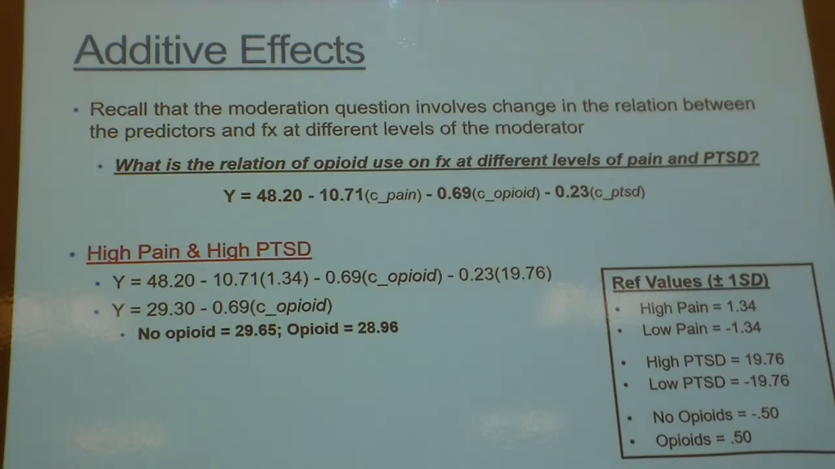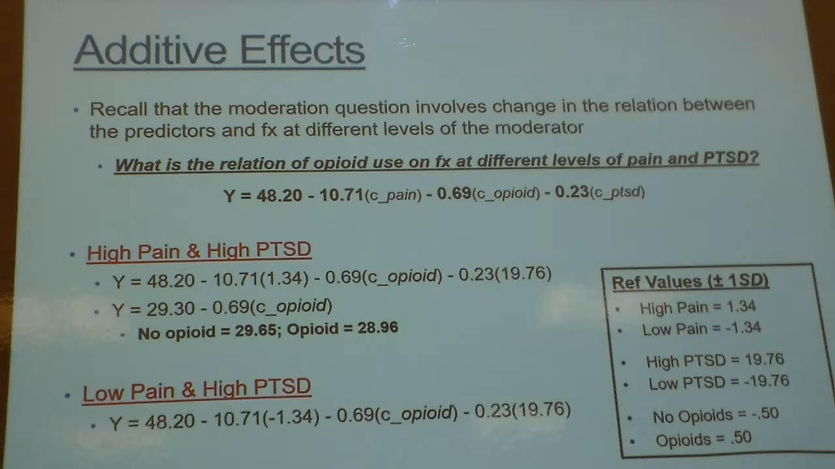Yeah, it is 0.69. That's a coefficient, right? So we get a 0.69 difference between people with and without it. So if we're looking at people with high pain and high PTSD, we get a 0.69 difference, right? What happens if we want to switch things up? What about people who are low in pain and high in PTSD?